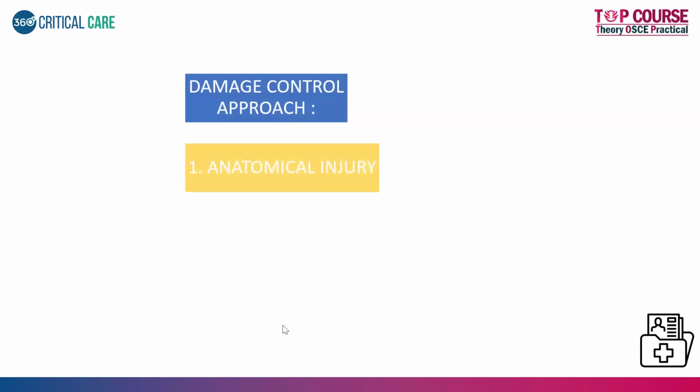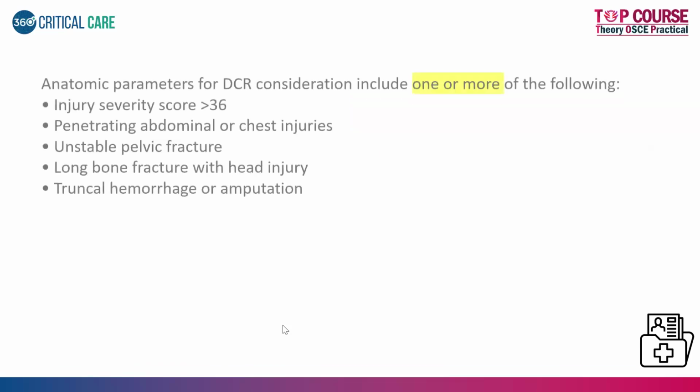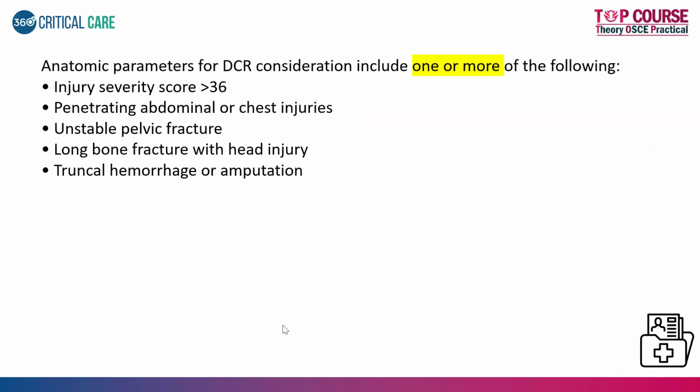So the approach usually takes into consideration two things: what is the anatomical injury of the patient, and what is the physiological derangement because of trauma. Okay, so the anatomical parameters of damage control resuscitation should usually include more than one of the following. There is something called the injury severity score that you have to read up. No need to remember everything in detail, but it is better to know some of the components. If you are talking about trauma, they will definitely ask you how it is categorized. One of the objective tools you can use is the ISS, your injury severity score.